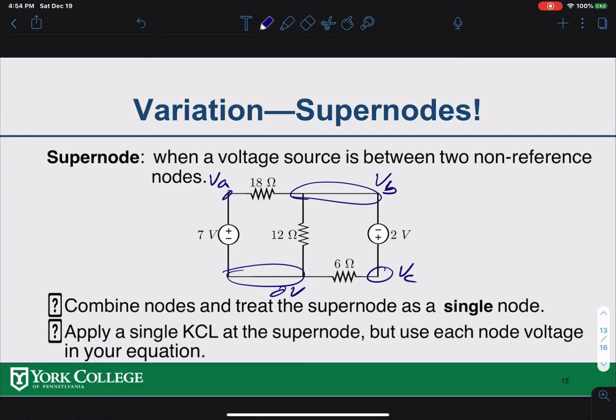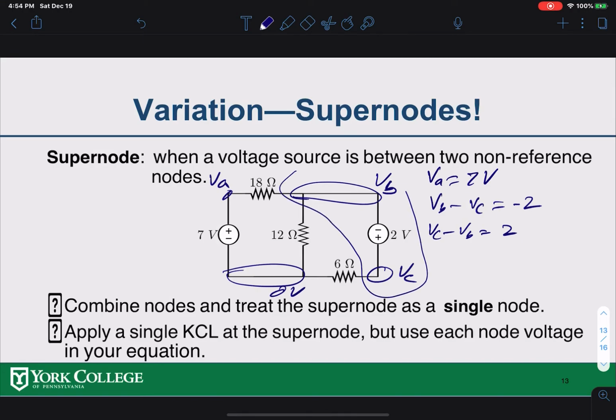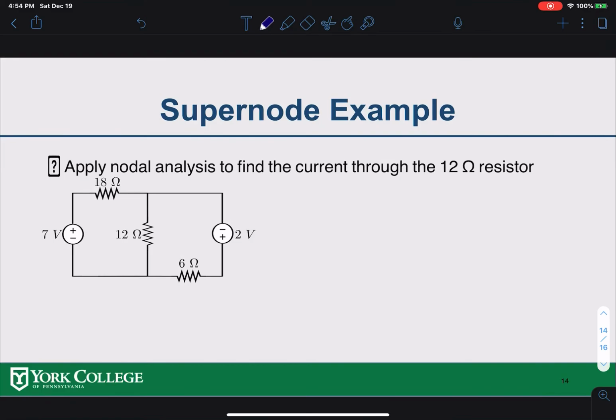There's a voltage source between node B and C. I know that your VA is 7 volts, as we discussed in the last slides. Then VB minus VC would be the voltage difference right there, so it would be negative 2 volts, or you can do VC minus VB, which would be 2, right? So that is the relation between these two nodes. For the supernode, we're going to take this as one node for the calculations, and we're going to go from there.